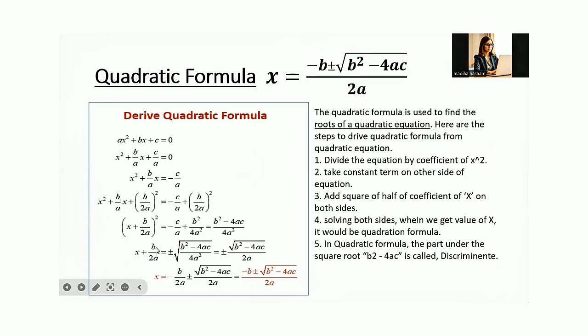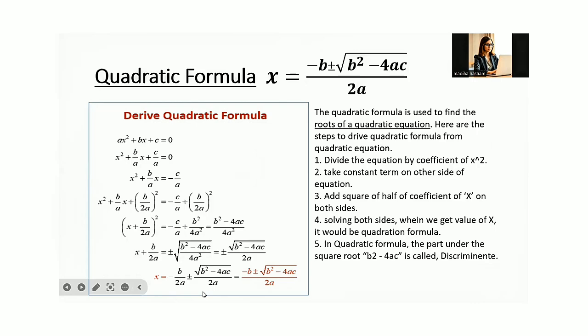So when we take the square root of this side, the square cancels the square root. On the other side, it will be plus minus the square root of b squared minus 4ac over 4a squared. And as 4a squared is a perfect square, it comes out of the square root, and this becomes plus minus square root of b squared minus 4ac, over 2a.